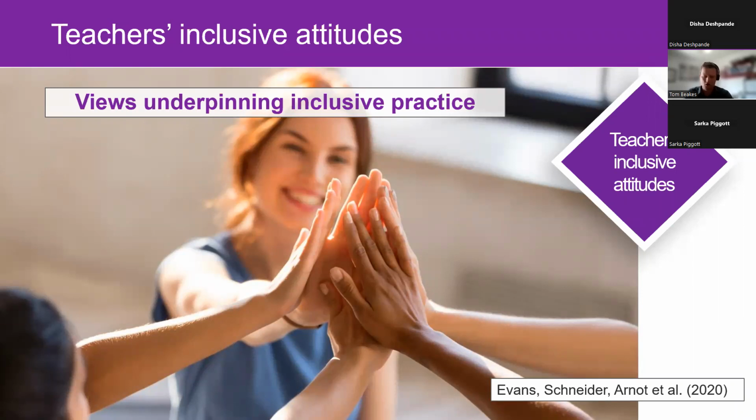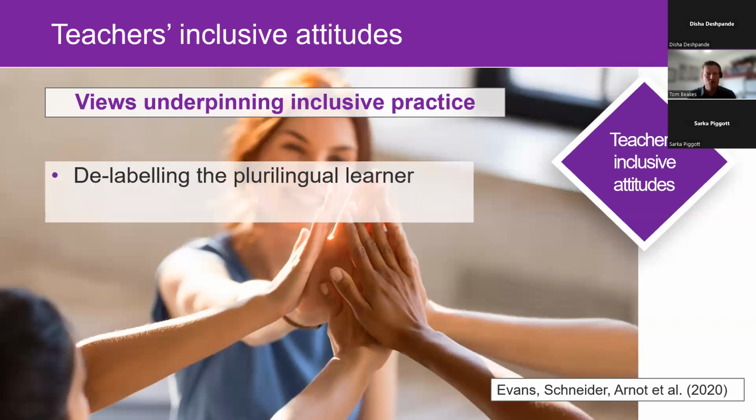And finally, then, we'll look at teachers' inclusive attitudes. And this dimension is perhaps the most important, but it's also the hardest to influence because it's potentially about shaping people's mindsets and beliefs and ideologies. Well, what can we do? Well, the way that the authors of the book talk about this is the first thing we can do is to delabel the plurilingual learner. And basically, this means avoiding pigeonholing or othering plurilingual learners in a particular way.